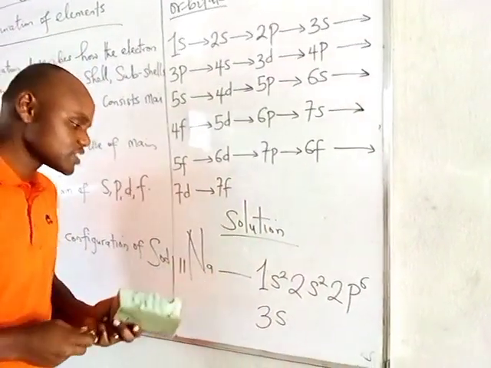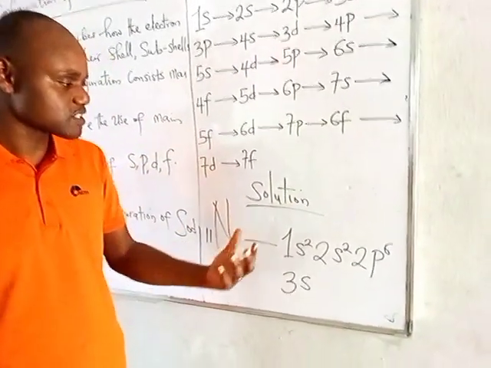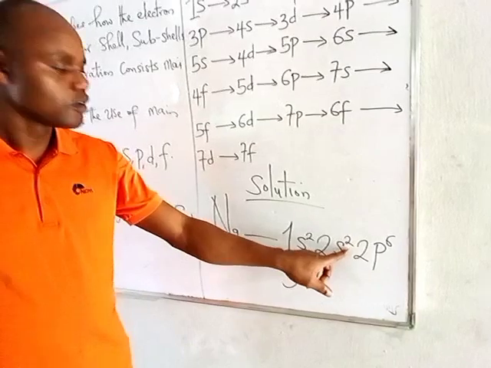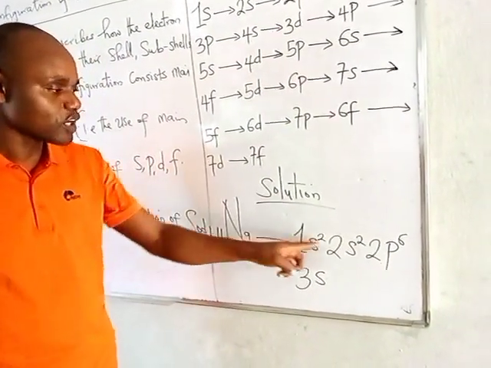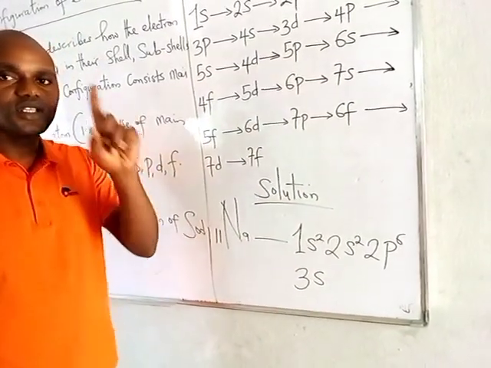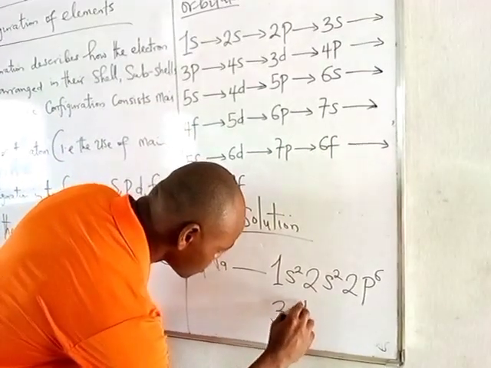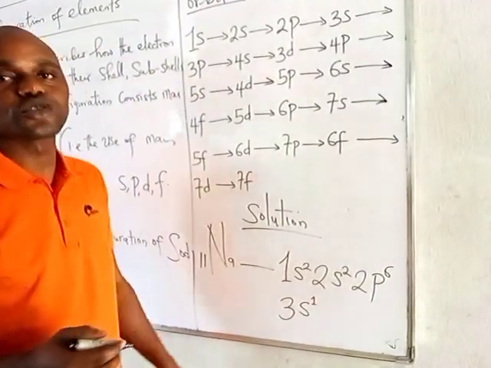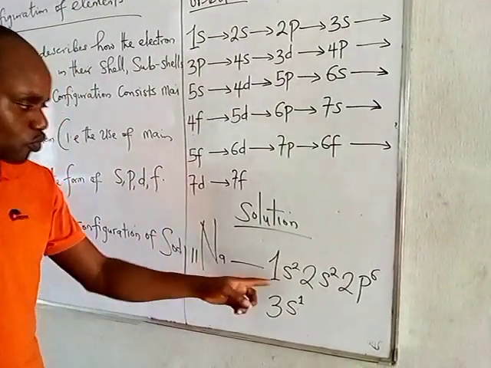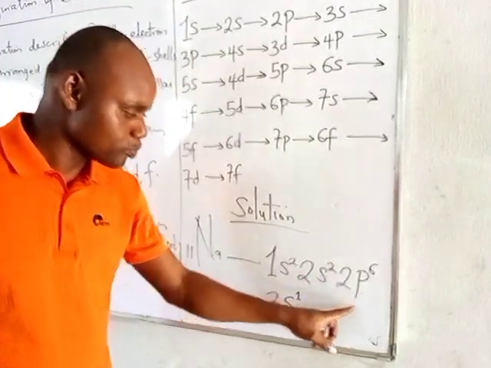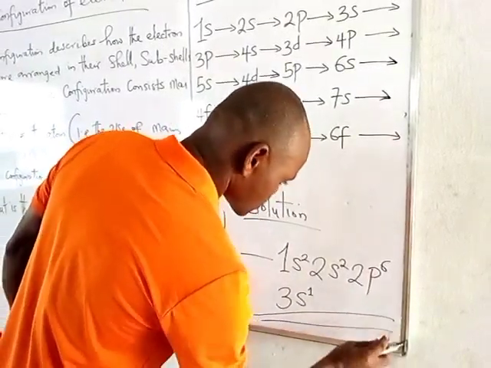3s. Now we said the maximum number of electrons that can enter the s orbital is 2 electrons. But in this case, we have 2 plus 2 is 4, 4 plus 6 is 10. How many electrons do we need to add to this to give us 11? It is 1. So in that case, we are not going to put 2 here. It's going to be 1 electron. So our answer is 1s2, 2s2, 2p6, 3s1. This is our answer to this question.